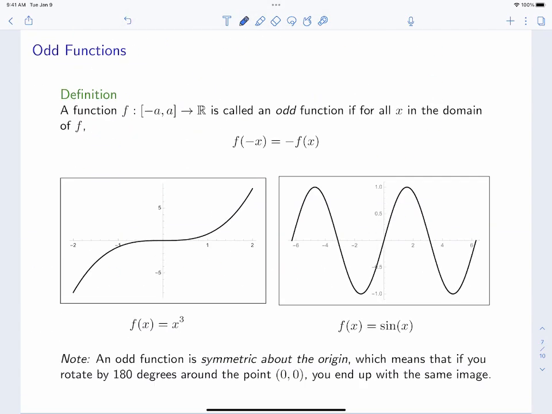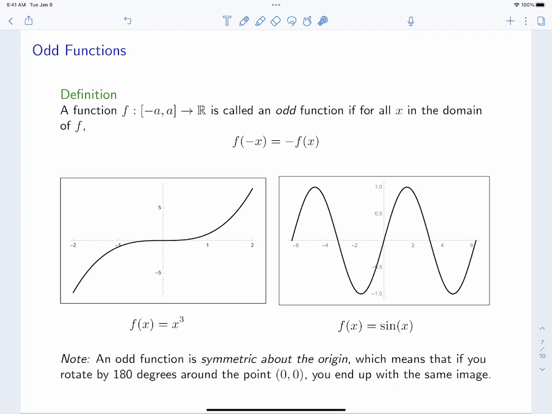What about odd functions? Well, what is an odd function? A function f from minus a to a into R is called an odd function if for all x in the domain of f, f at negative x is equal to the opposite of f at x. We have some classic examples of that too. f at x equals x cubed and f at x equals sine of x. These also have a certain kind of symmetry. It's called symmetry about the origin. So an odd function is always what we call symmetric about the origin. That means that if you rotate by 180 degrees around the point 0, 0, which is the origin, you end up with the same image.